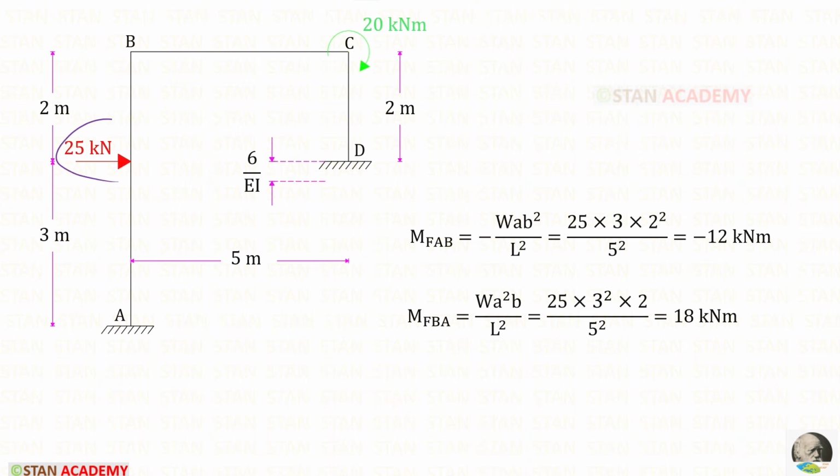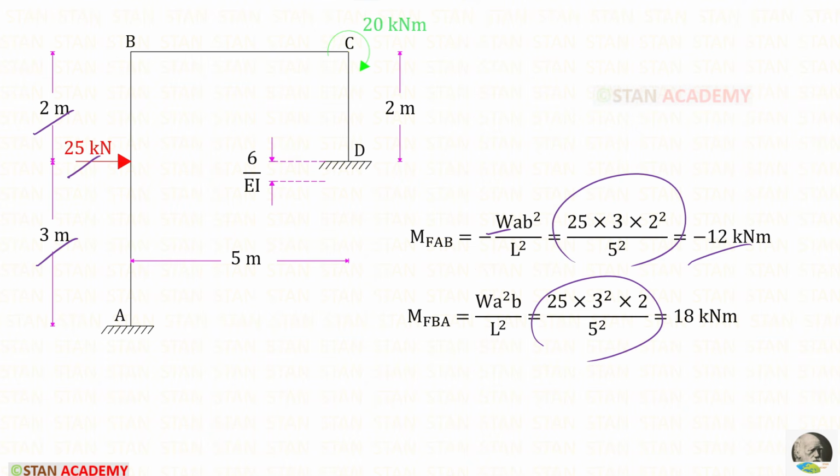If there is an eccentric point load, these are the two formulas we have done so many times in the previous problems. Here W is 25, A is 3 and B is 2. We can apply them so that we will get these.